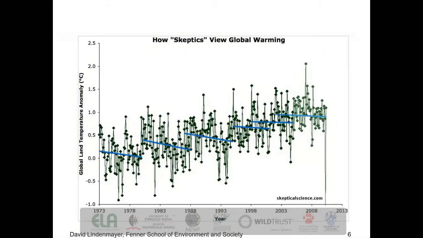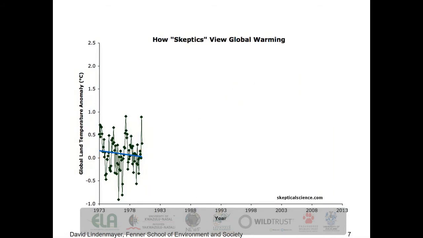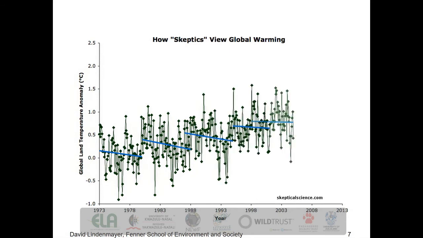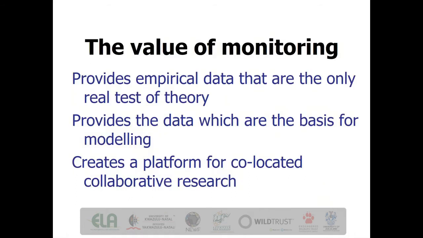So there are people that love to look at these kinds of data sets and think about their view of global warming and changes in CO2 and temperatures, and then how the scientists amongst us look at the same data set and look at what's happening over time. So the key issue here is that monitoring really provides us with the empirical data that are really the only tests of theory. They provide the data on which we can do additional monitoring, and it creates a platform for all kinds of co-located collaborative research.